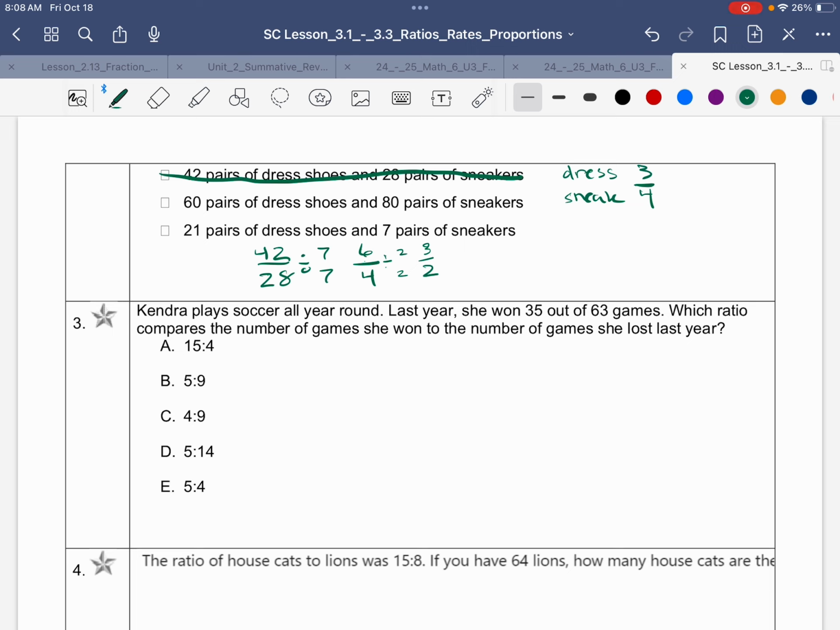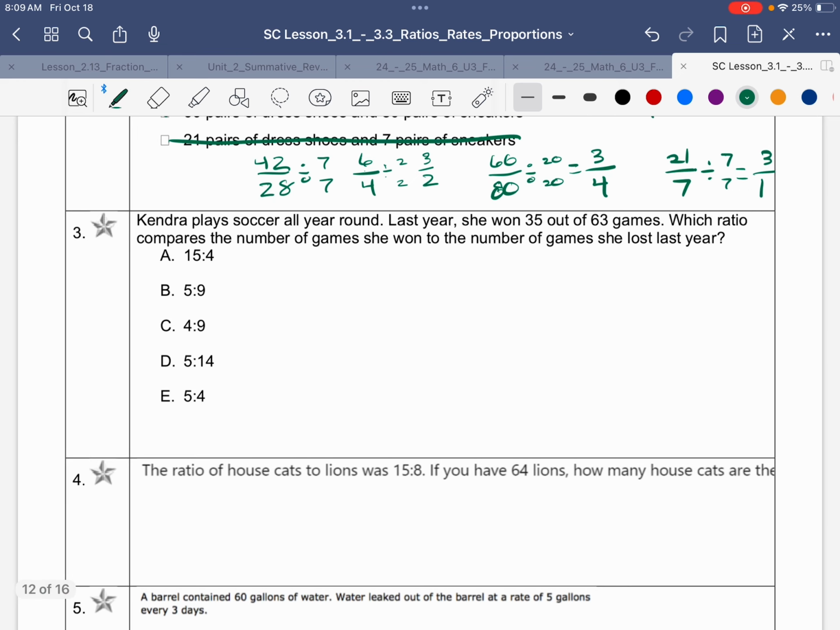Now we got 60 over 80. Divide by, I can say 20. 20, 40, 60, that would give us 3. 20, 40, 60, 80, 4. So here's another potential. And you can check the last one just to be safe. Okay, 21 over 7. You can divide both of these by 7. And that would give you 3 over 1. So also not true.